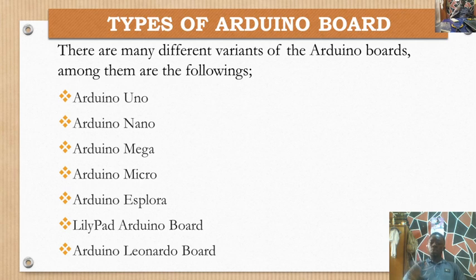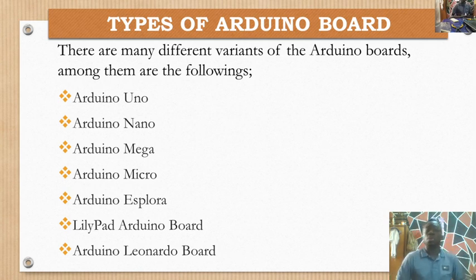The Arduino Uno is the most popularly used Arduino board. So we'll be making use of the Arduino Uno in our lesson. So you can Google search Arduino Nano, Arduino Mega, in order to know more about other Arduino boards. So you know, the choice of microcontroller depends on your application.